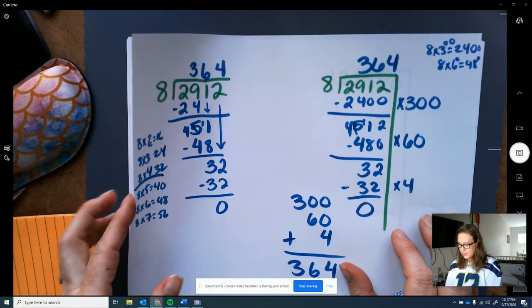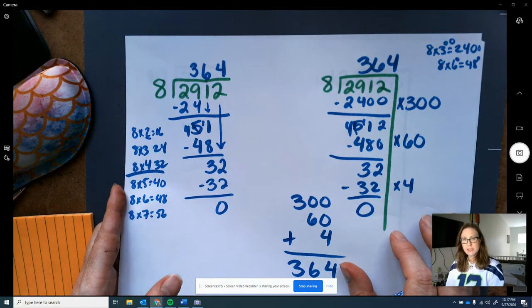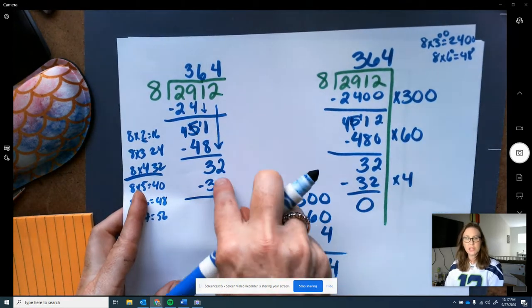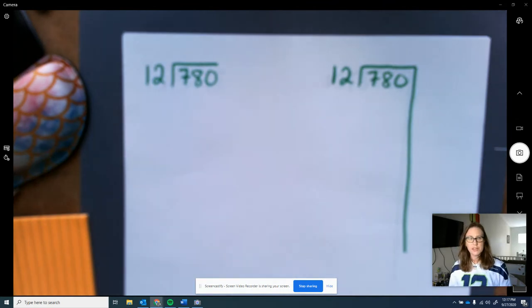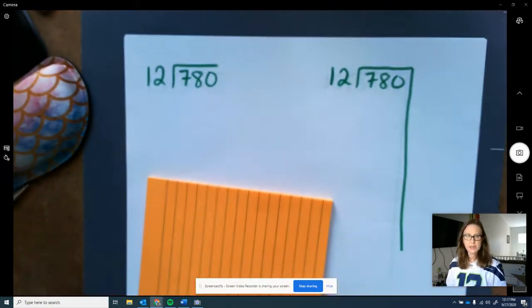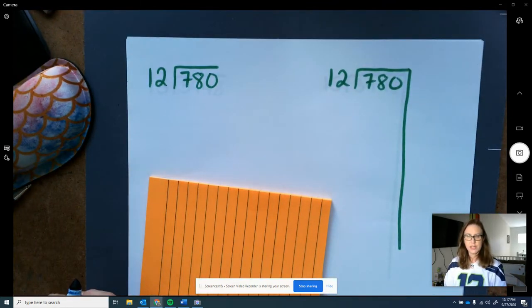All right. The next one, I do have it set up as both methods, but I'm only going to do the standard algorithm. 12 into 780. All right, go ahead and solve it.